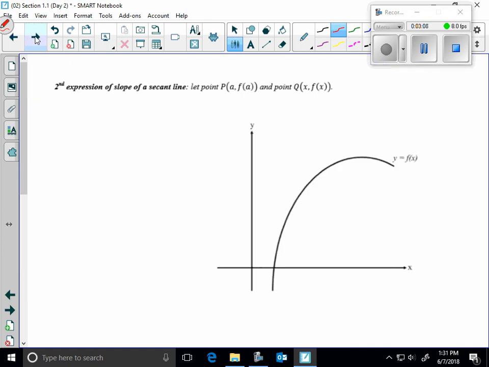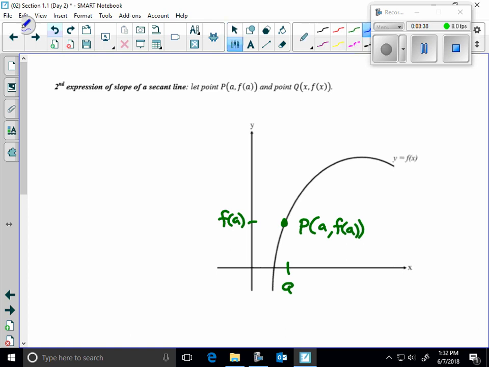Okay, so now we're going to generalize this in a little bit different way. We're still going to have P over here. Sorry, I got that backwards, my bad. We're going to call that a and f of a. So the point P is a comma f of a. This will come in handy later on.